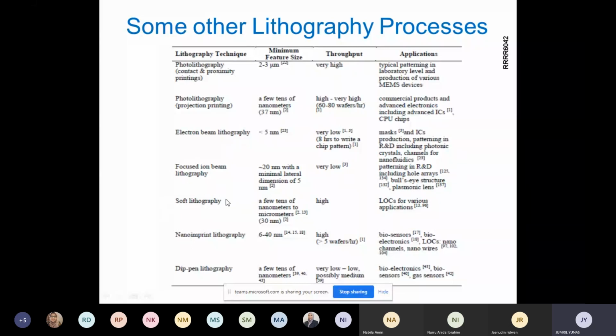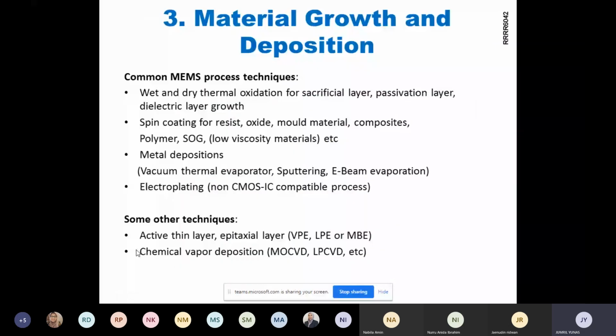Here we also have soft lithography and nanoimprint lithography. This is also for NEMS devices, and dip-pen lithography. Okay, that was about lithography.